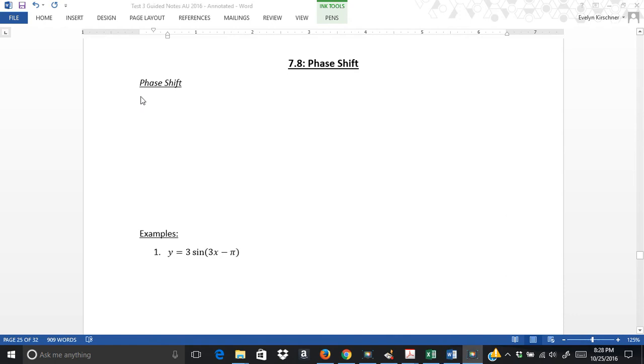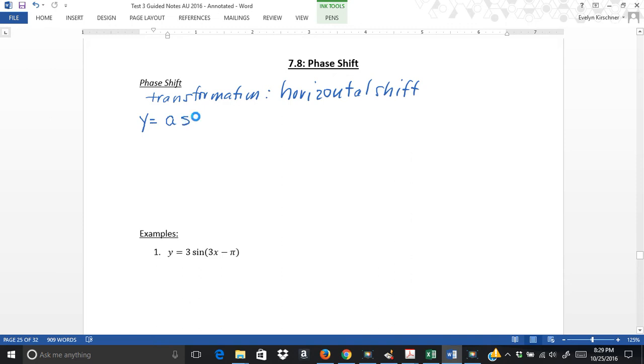When we talk about phase shift, what we're really talking about is a transformation in the horizontal direction. So it's a horizontal shift. And it's a phase because we change the phase of the period, how it moves. So if we look at y equals a sine bx plus c plus d, we can look at each part.